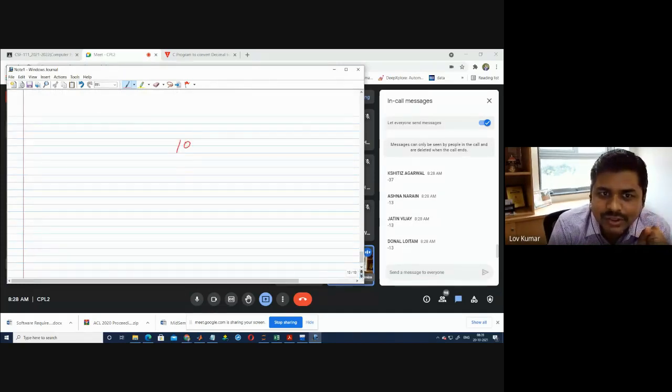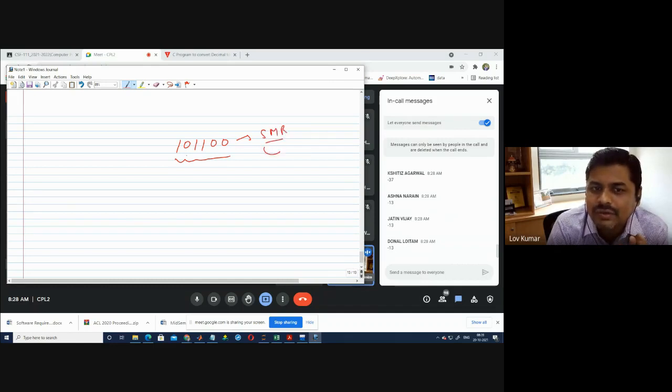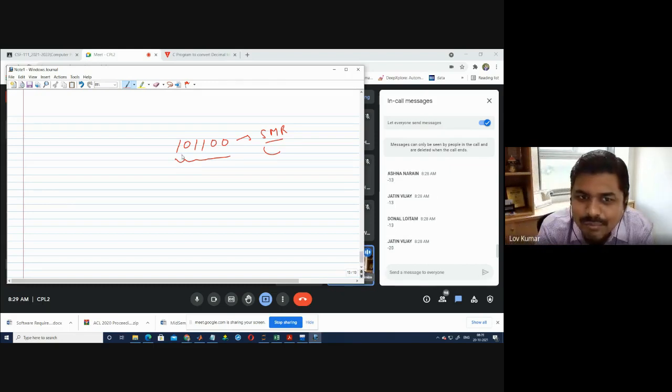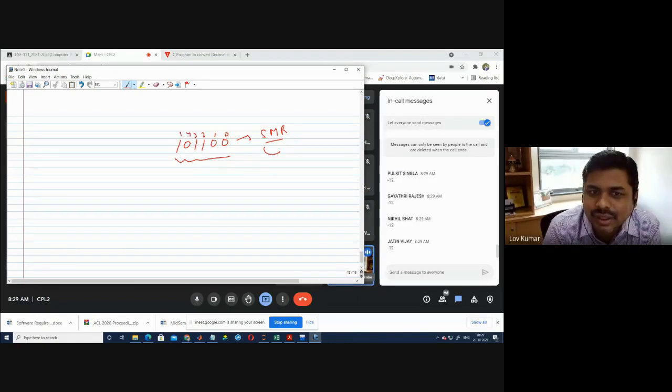Okay, 101100. Now assume that this number is represented in sign magnitude representation. Can you tell me what is the value of this number? We are getting the bits numbered 0, 1, 2, 3, 4, 5. What is the value we will get? In the sign magnitude, 8 plus 4, 12. So we are getting minus 12.